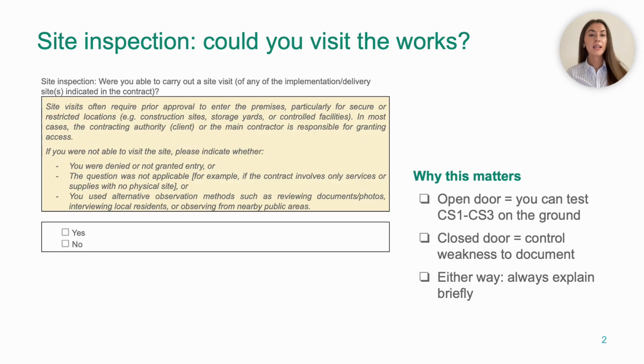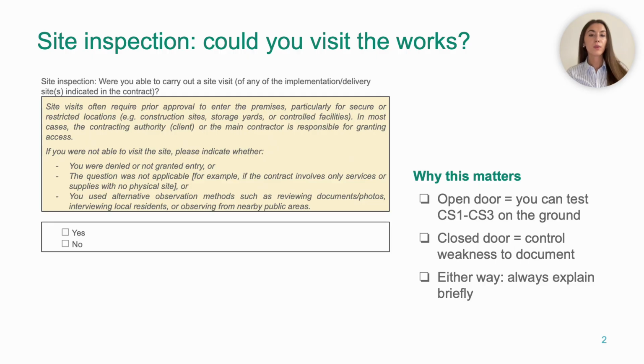This question is really the gateway to all field checks. So whether the answer is yes, you can directly observe quantities, quality, who's working on site, and whether modifications make sense, which all link back to where corruption scheme 1, 2 and 3 become visible. But when answering no, you cannot see the project, and that itself is a risk signal.